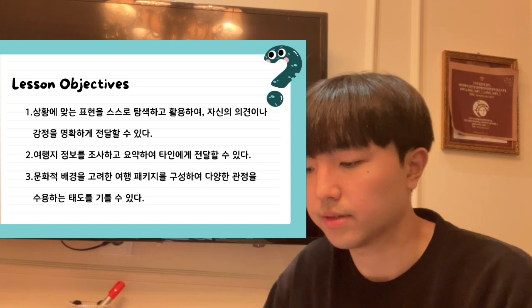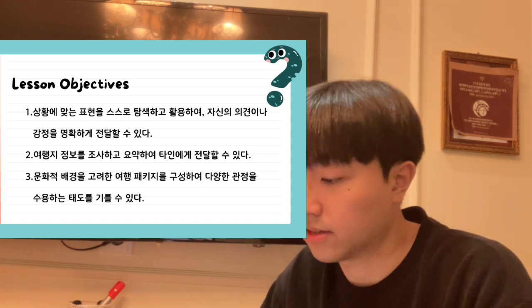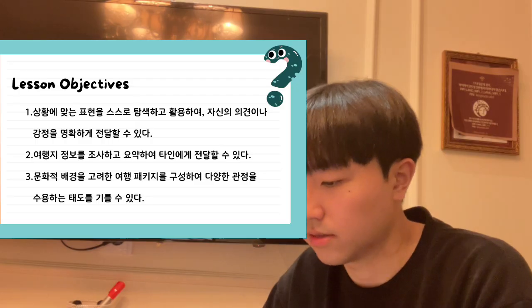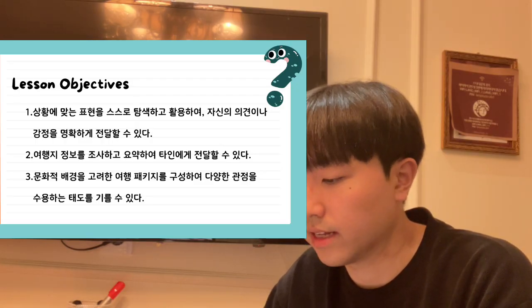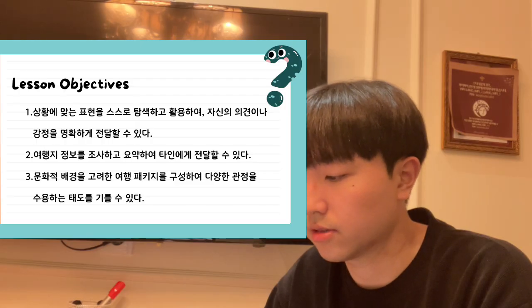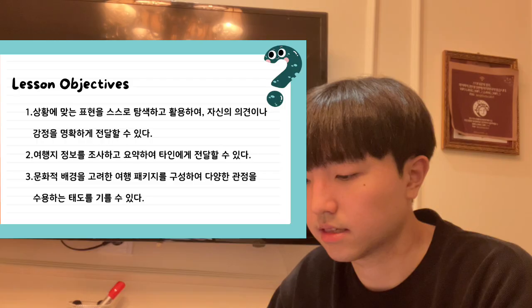So, let's read the learning objectives together. Okay, the first one first. Ready? 1, 2, 3. First, explore and use appropriate expressions to clearly convey their opinions and feelings in context. Good.